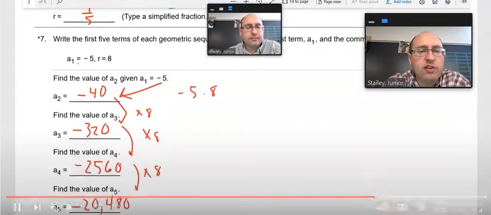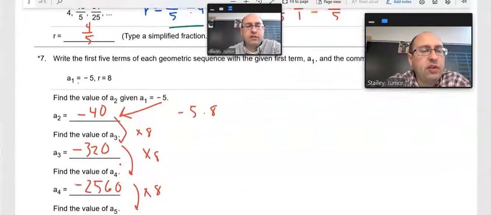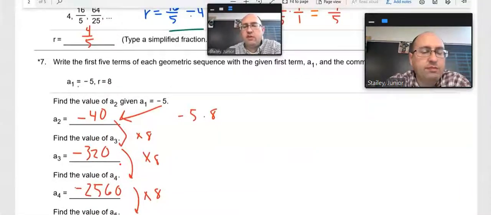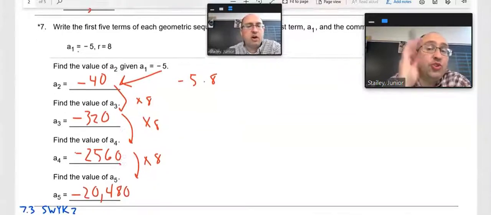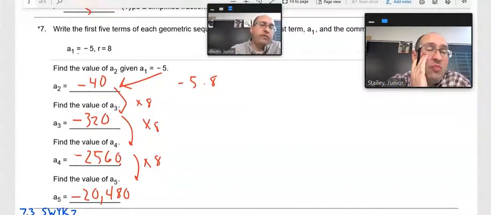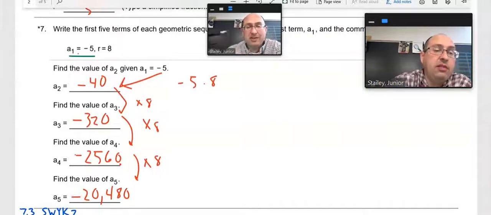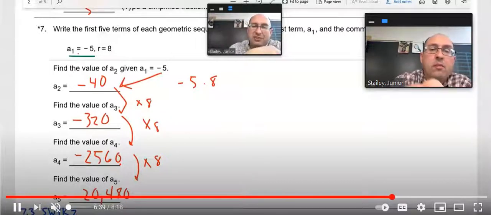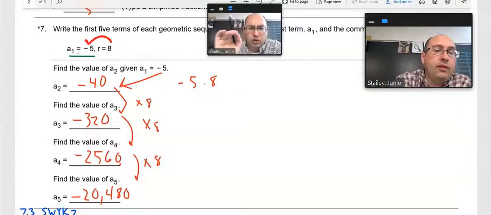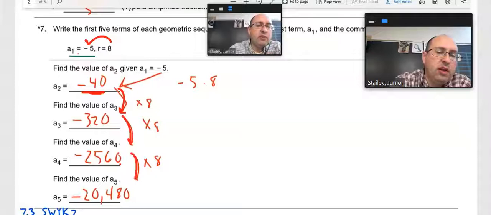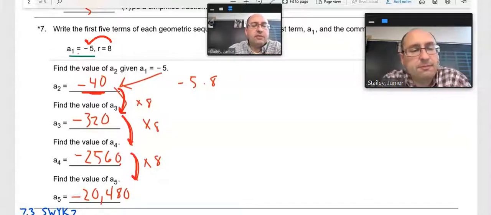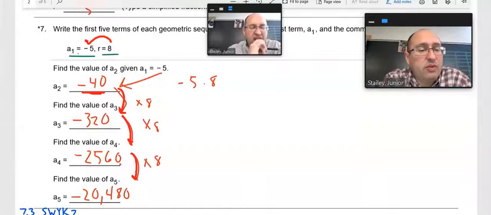Write the first 5 terms of the geometric sequence, starting with a -5 for the first term and a multiplier of 8. Notice that you don't have to write the first term because they already have it written down, and they didn't ask for the first term, they asked for the second term. So I multiplied 8 times -5, did that and got -40. And then I just kept multiplying by 8 to get the next terms. Nothing all that spectacular about it, folks.